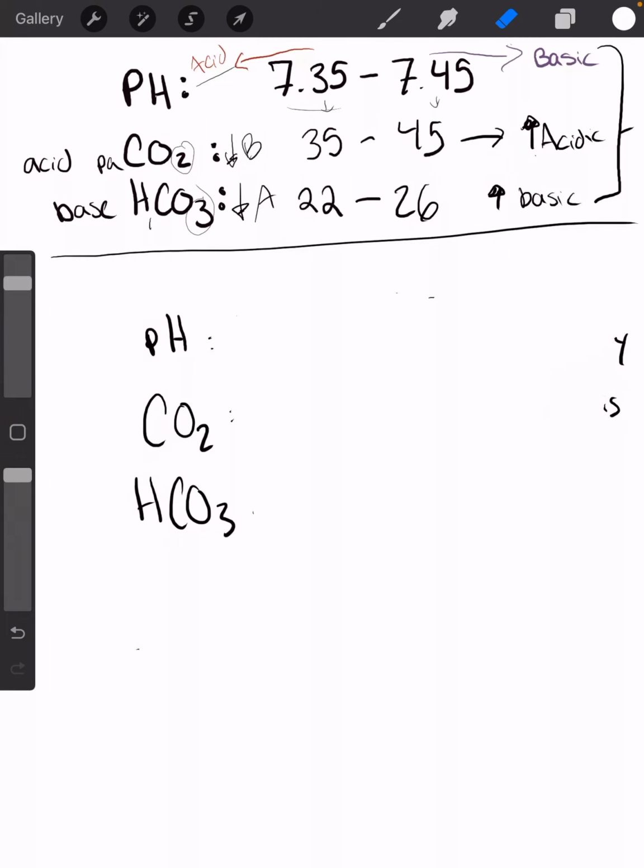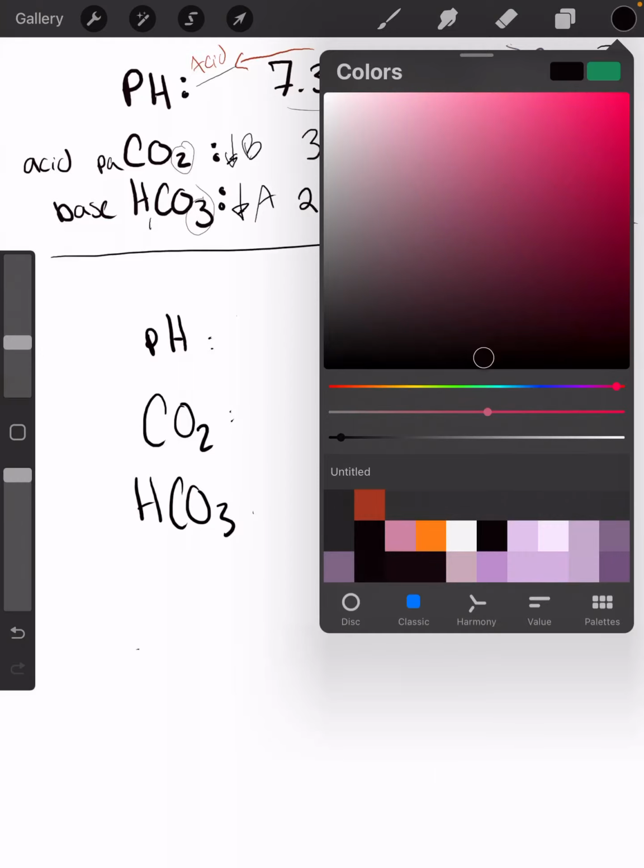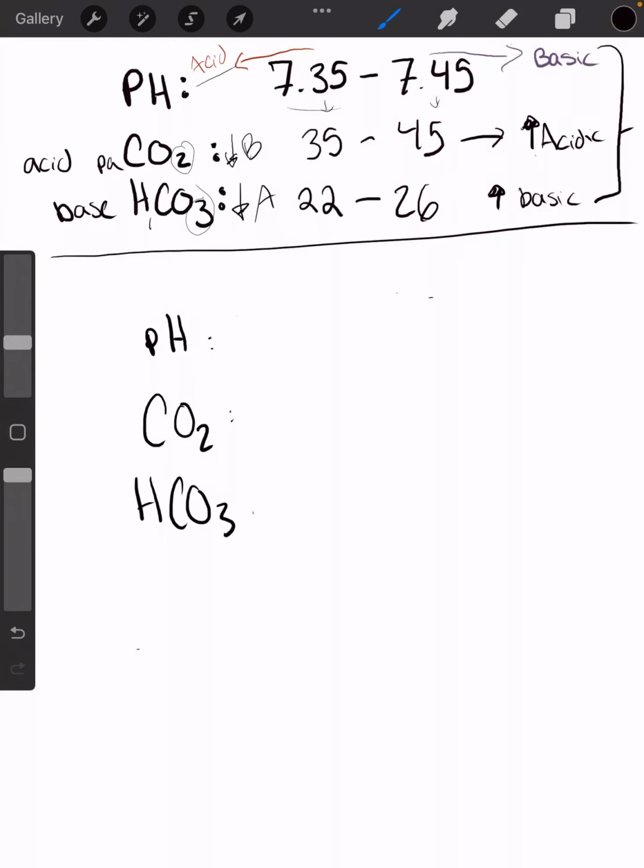So now let's say your pH is 7.5. Your CO2 is 37. And your bicarb, let's say it's 29. So let's look at our pH. Is that normal? No, it's high. So that's basic. And then our CO2 is 37. Is that normal? Yes. That's good. Lungs are doing their job. Bicarb, 29. Is that normal? No. It's high, which means it's basic.